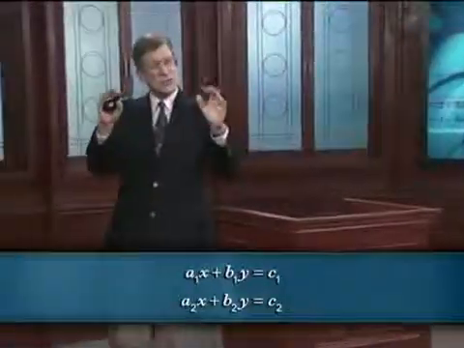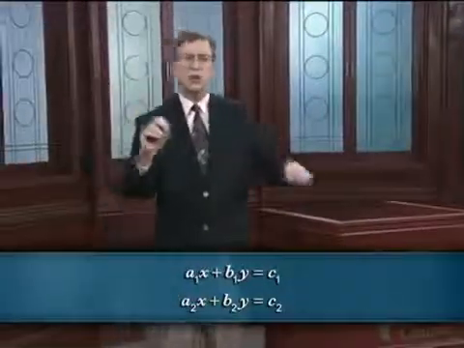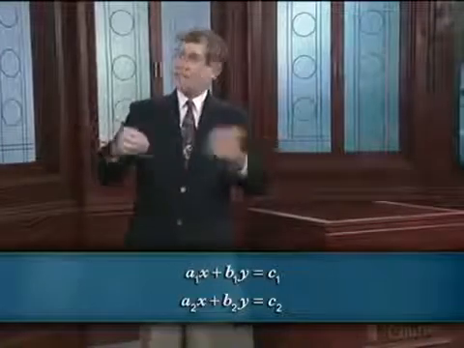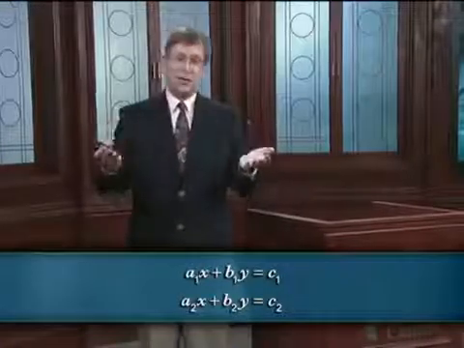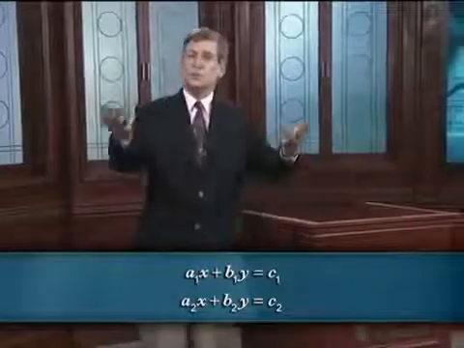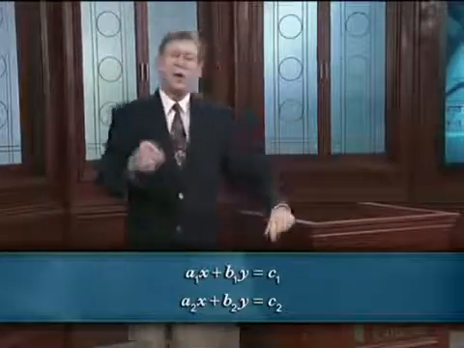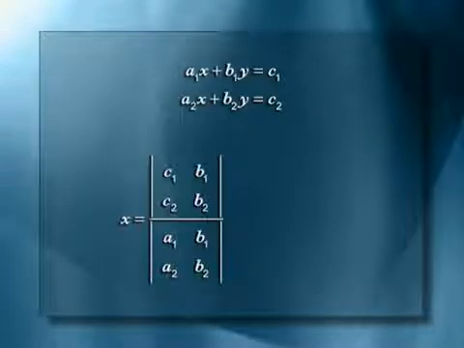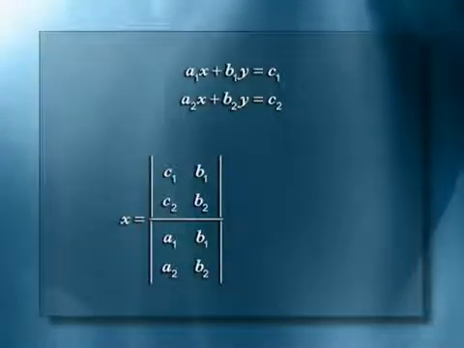So there's a system of two equations, two unknowns. What's the game? It's the usual game. Find x and find y. The a's, the b's, and the c's would be given to you. They'd be numbers. Well, here's the answer. Bingo! The answer is explicitly given by Cramer's rule.